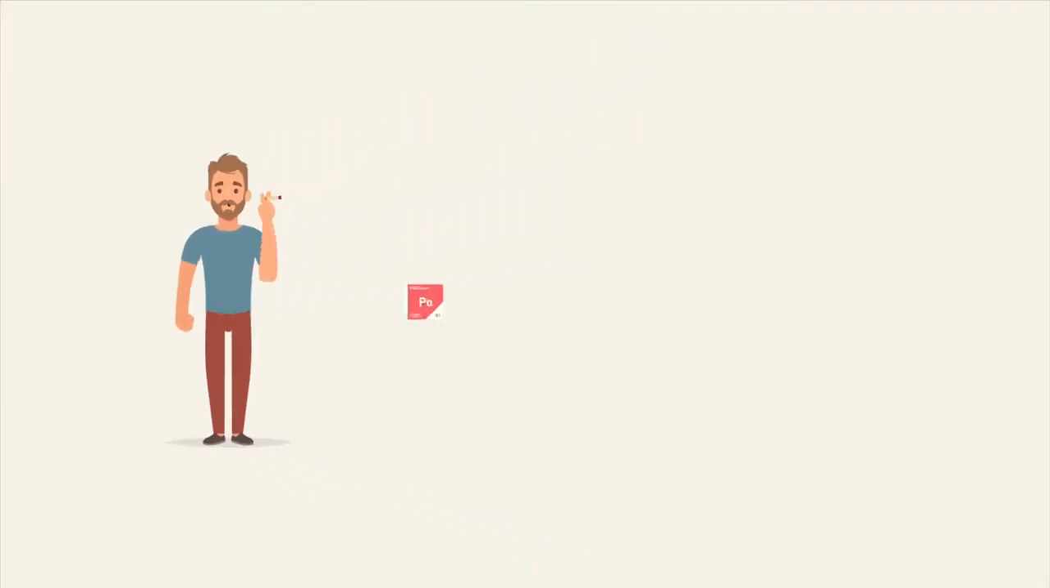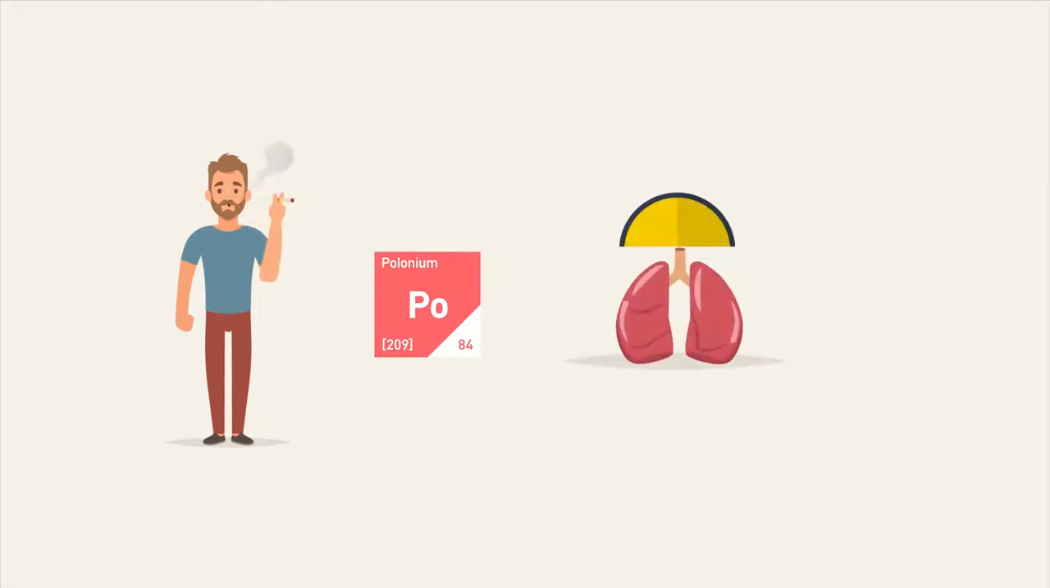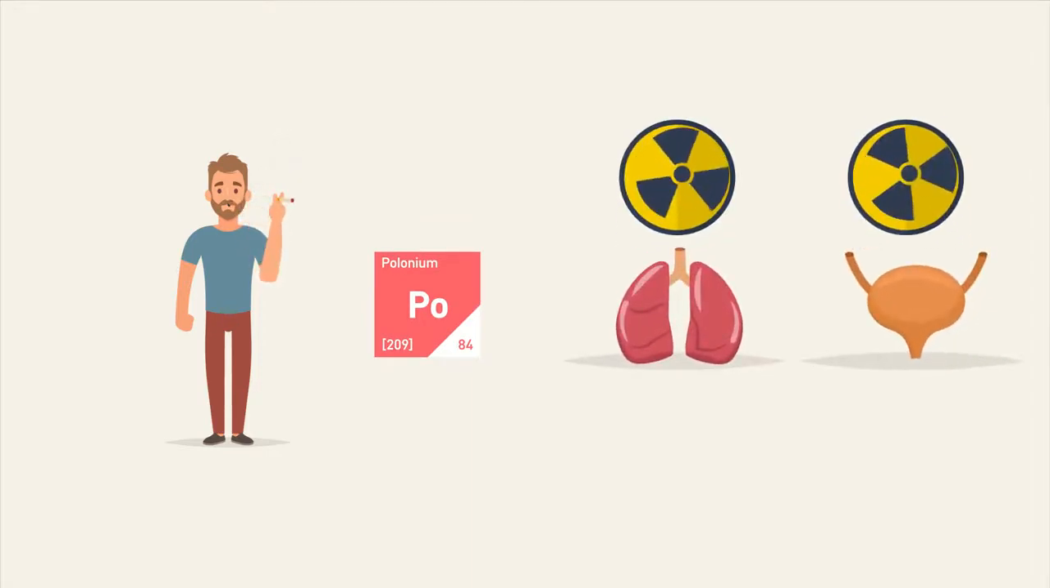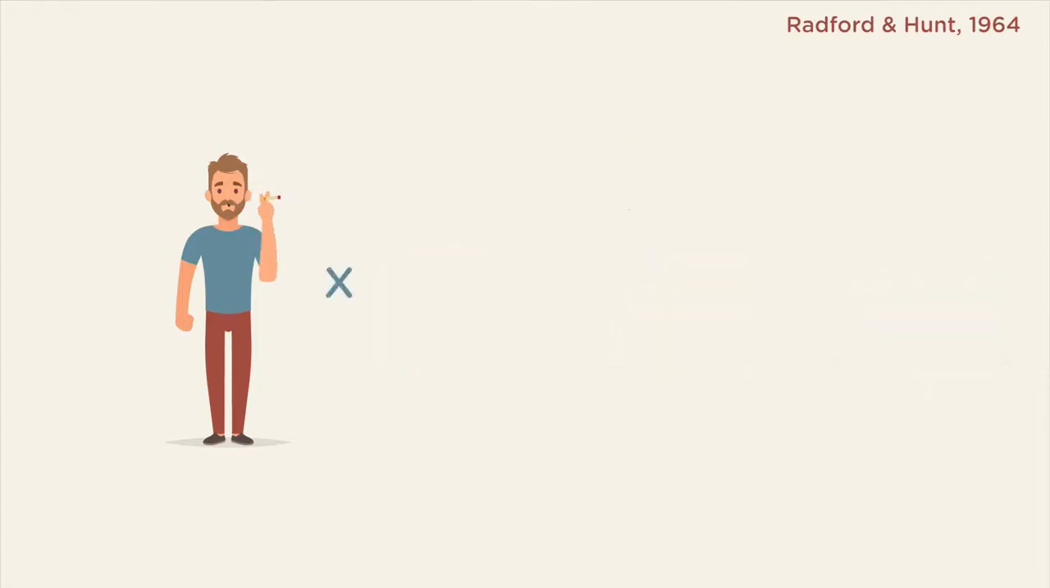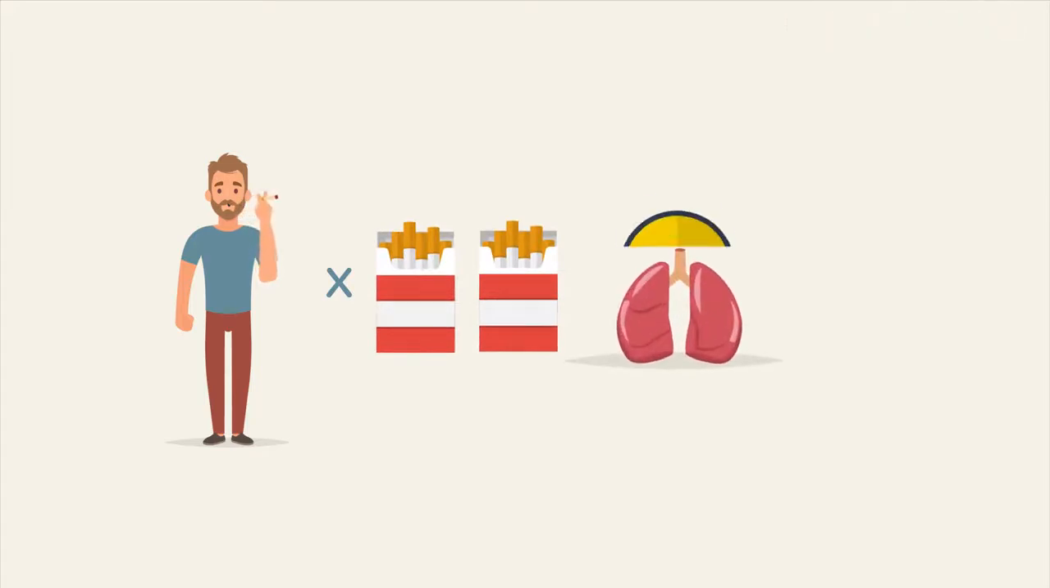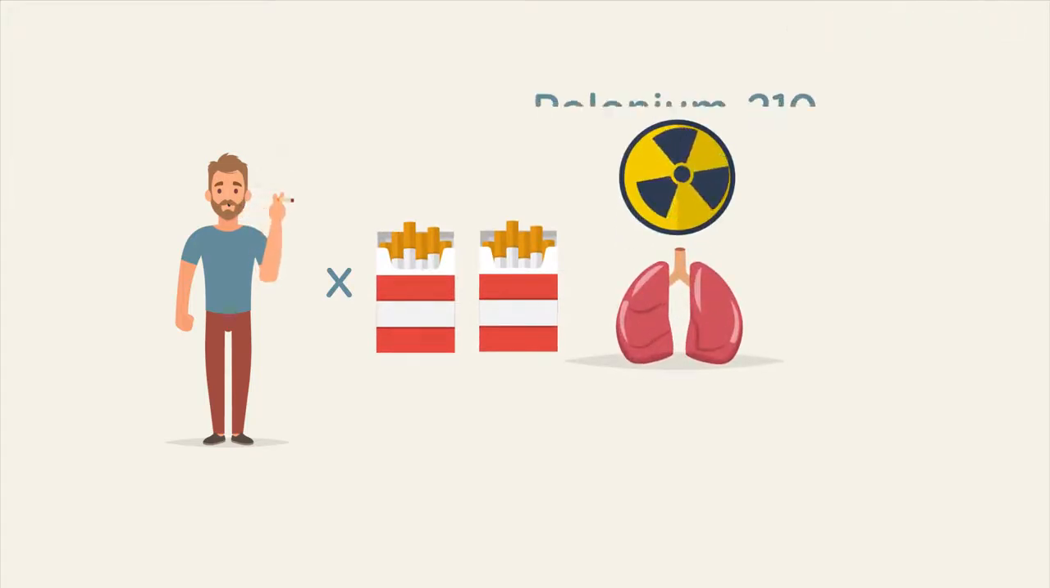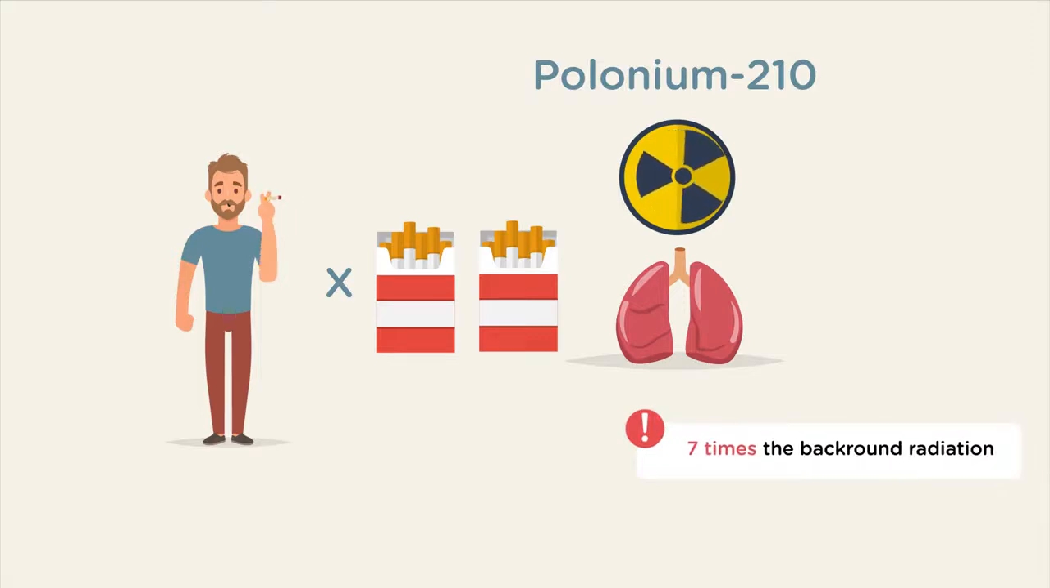As mentioned before, polonium is an alpha emitter and is also suspected of playing a role in lung cancer and bladder cancer related to tobacco smoking. A 1964 paper by Radford and Hunt indicated that for an individual smoking 2 packs of cigarettes a day, the radiation dose to the bronchial epithelium from polonium-210 is at least 7 times the background radiation. Radiation from this source is therefore a significant cause of lung cancer in smokers.